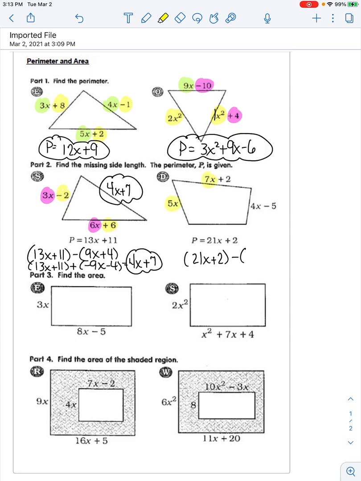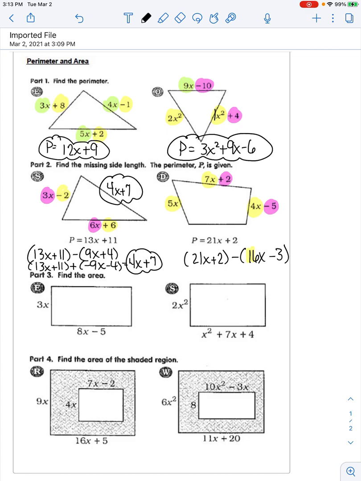So first I'm going to combine my x's. That's the highest exponent or the highest degree that I see. So 5 plus 7 is 12x. 12x plus 4x, let's see, I don't know why I subtracted, it should be add, is 16x. And now I want to combine my constants. So I have 2 minus 5, which gives me negative 3.